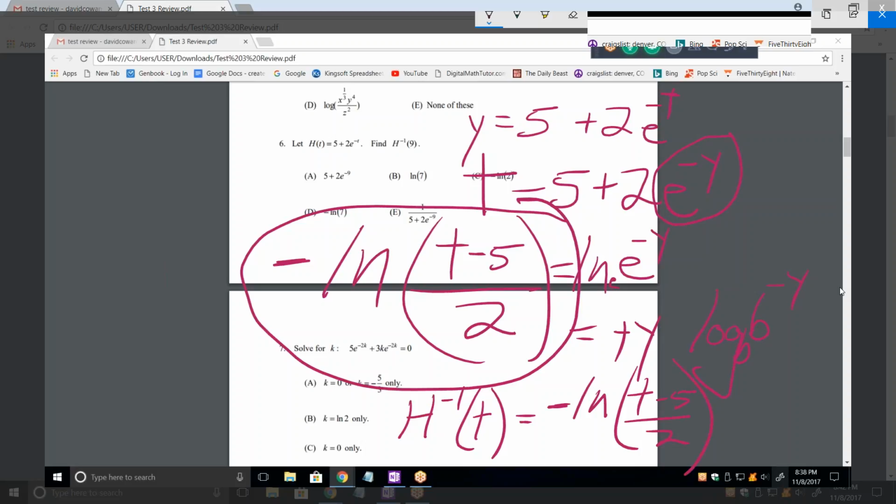They want us to evaluate it at 9, right? So if I want h inverse of 9, then I plug in 9 for t. Well, now that is a number. I'm going to write it over here on the left. I got minus natural log. 9 minus 5 is 4, divided by 2 is 2. Now, is that one of the answers? Yes, it is, C.